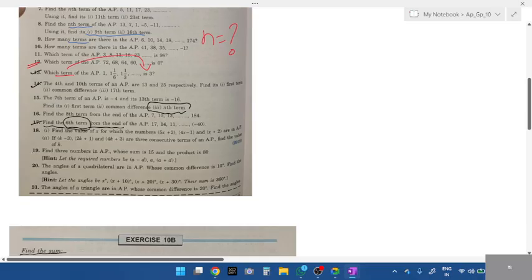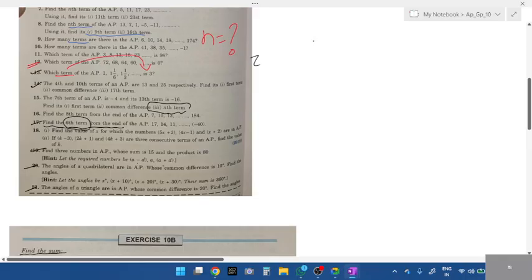Look at the 19th question. Find three numbers in AP, students. Three numbers are in AP, given the sum and product. Revise this question. Questions 19, 20, 21. Next, the 18th question. The 18th one is totally different. There are only three terms.